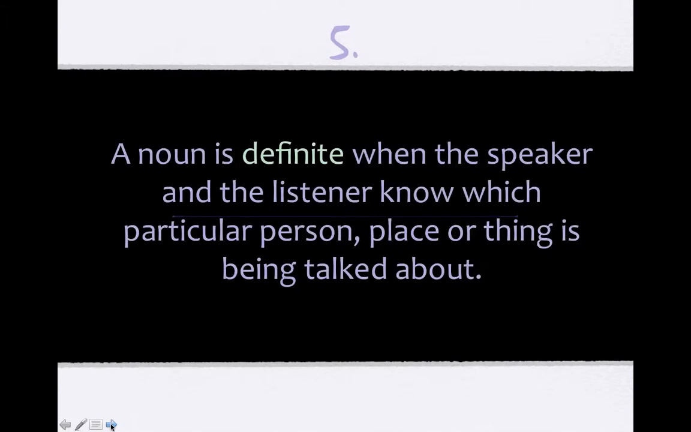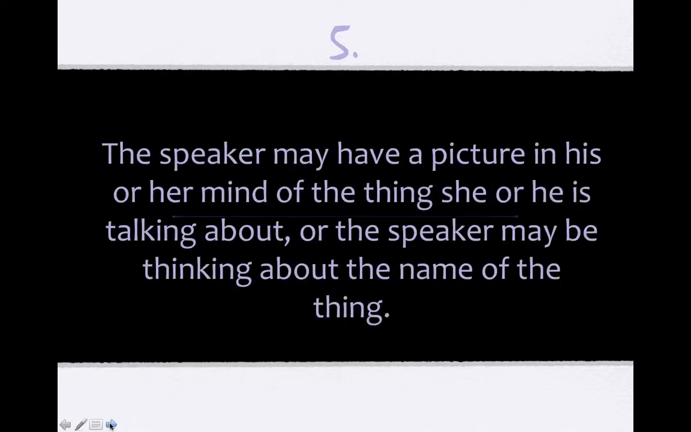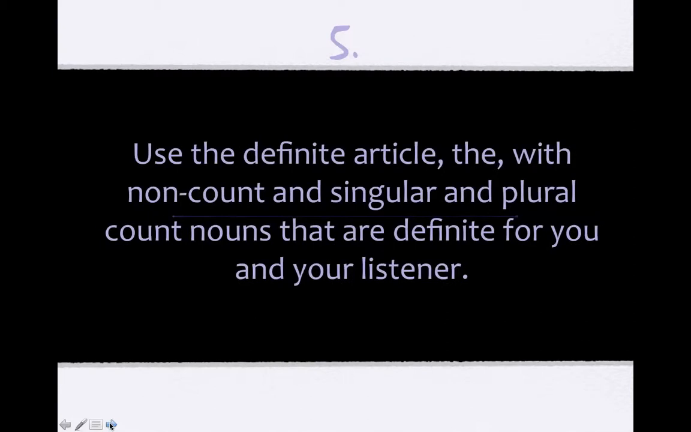Okay, a noun is definite when the speaker and the listener know which particular person, place, or thing is being talked about. Okay, the speaker may have a picture in his or her mind of the thing she or he is talking about, or the speaker may be thinking about the name of the thing. So you use the definite article the with the non-count and singular and plural count nouns that are definite for you and your listener.